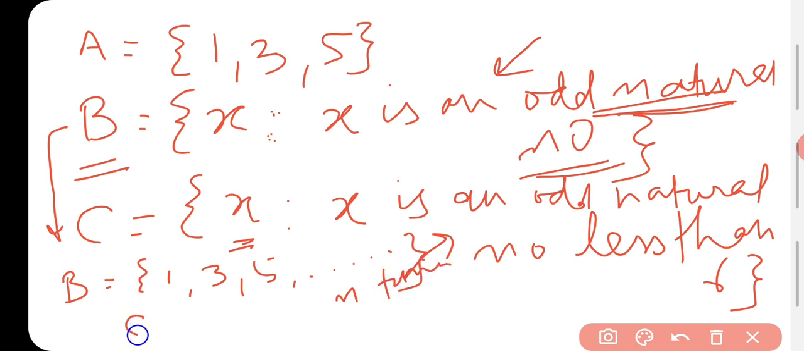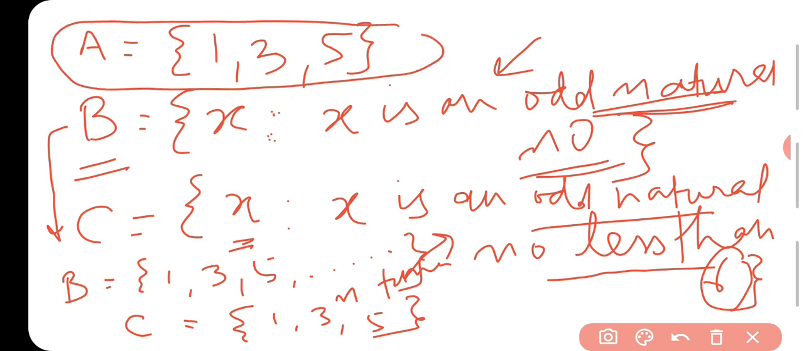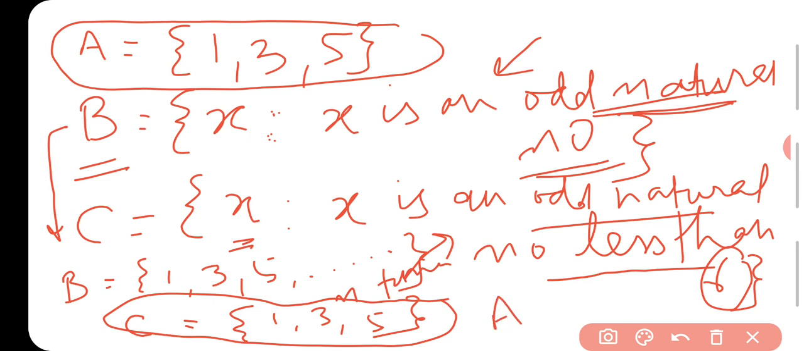And another set C we have, with the characterizing property odd natural number less than 6. So please tell me all the odd natural numbers less than 6. Only three numbers: 1, 3, 5. Now we have represented set B and set C in roster form. In set A, the elements are 1, 3, 5, only three elements. In set C, again we have only three elements, 1, 3, 5. I think this becomes clear to all of you. In both sets, all the elements are the same. It means A is equal to C.